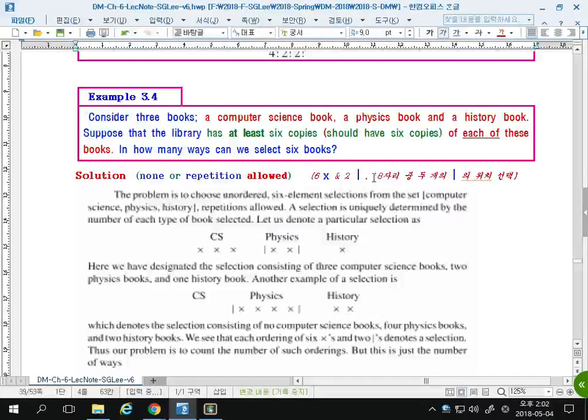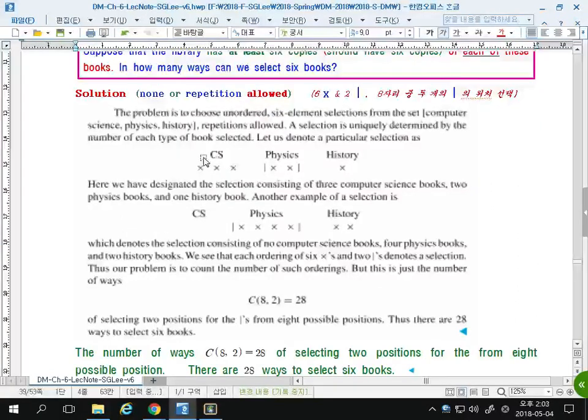The idea is finding a position of this bar, located in between 6 axes. Okay, this is the idea. We can have a computer science book, physics book, and history book. We have 6 objects. There are 2 bars. We choose 2 bars where we want.